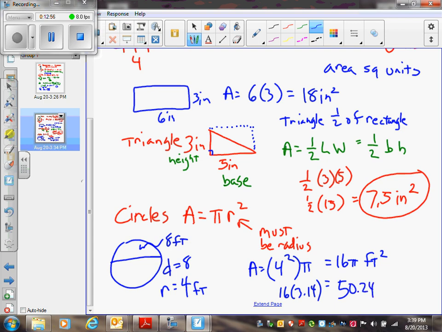50.24, and that's an approximation, which means we don't put an equal sign. We put the wavy signs, because it's approximate. Feet squared. Nicely, though, most of the time on your EOI, they go with that one. And that's area and perimeter.